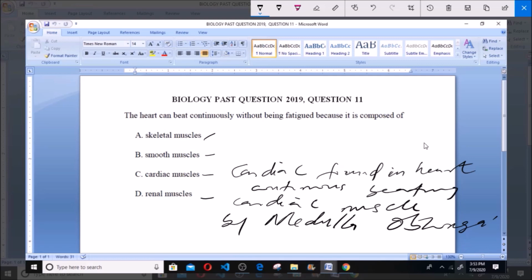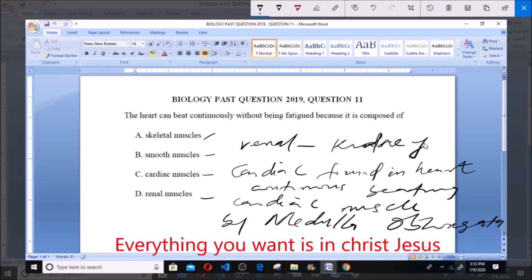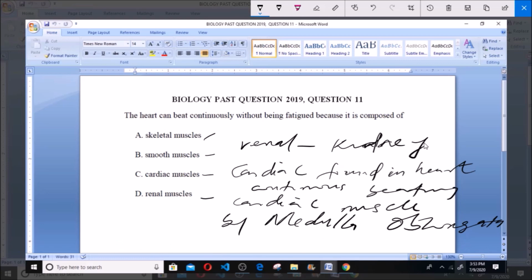Lastly, we have the renal muscles. Renal muscles are muscles that are found in the human kidney, and not just human, in kidneys of other organisms too. So according to this explanation, the option that suits this particular description is the cardiac muscle. It can never be fatigued except the person is dead. So the heart can beat continuously without being fatigued because it is composed of cardiac muscles.